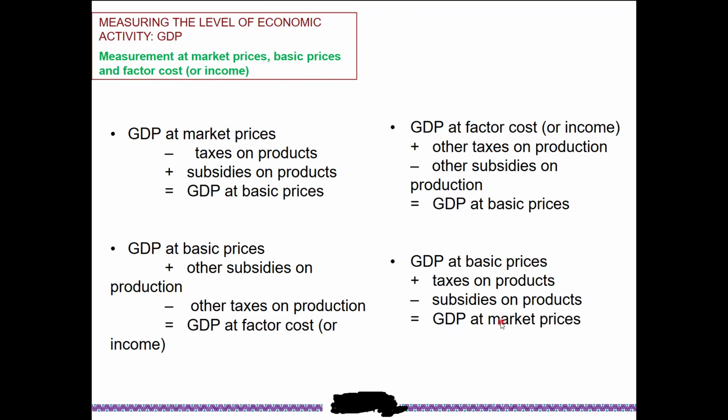So this one going down, it makes sense to me. So now, if I need to calculate going up, I just do the opposite, because when I was going down, I added taxes on products and subtracted subsidies on products. So now, if I want to get GDP at basic prices, it means I'm going to say GDP at market price plus subsidies on products minus taxes on products to get this one. Right. Again, now if I want to get GDP at factor cost, I'm going to say GDP at basic prices plus subsidies on production minus taxes on production to get GDP at factor cost.